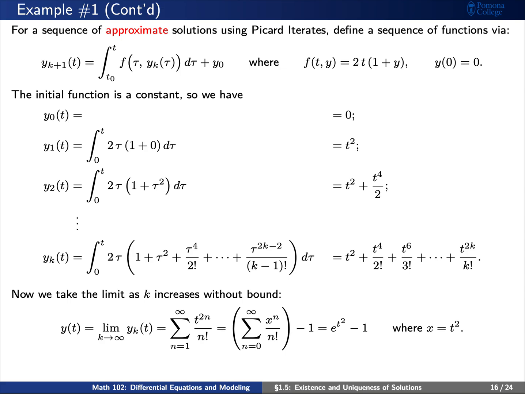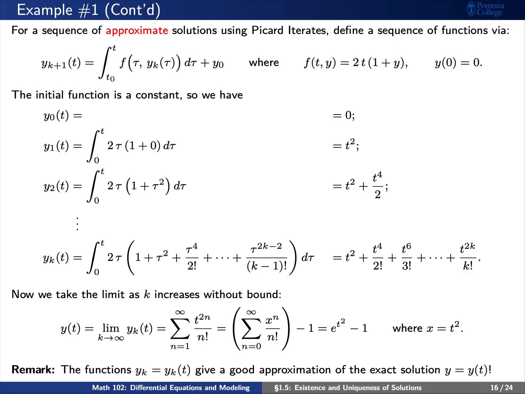Now let's just recall the power series expression for e to the x. If we substitute in x equals t squared, then this power series is simply equal to e to the t squared minus 1, which is exactly what we found on the previous slide. We'd like to point out that these functions, y sub k, do indeed give a very good approximation to the exact solution y of t.